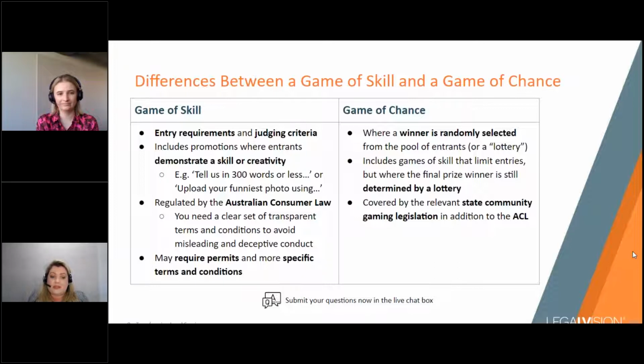So all this means is that you have to have a very clear set of transparent terms and conditions to avoid misleading and deceptive conduct. On the other hand, game of chance trade promotions are quite heavily regulated by state community gaming legislation, in addition to the general requirements under the ACL to avoid misleading and deceptive conduct. So in short, conducting a game of chance will require permits and a more specific set of terms and conditions in order to comply with the relevant state regulatory frameworks.